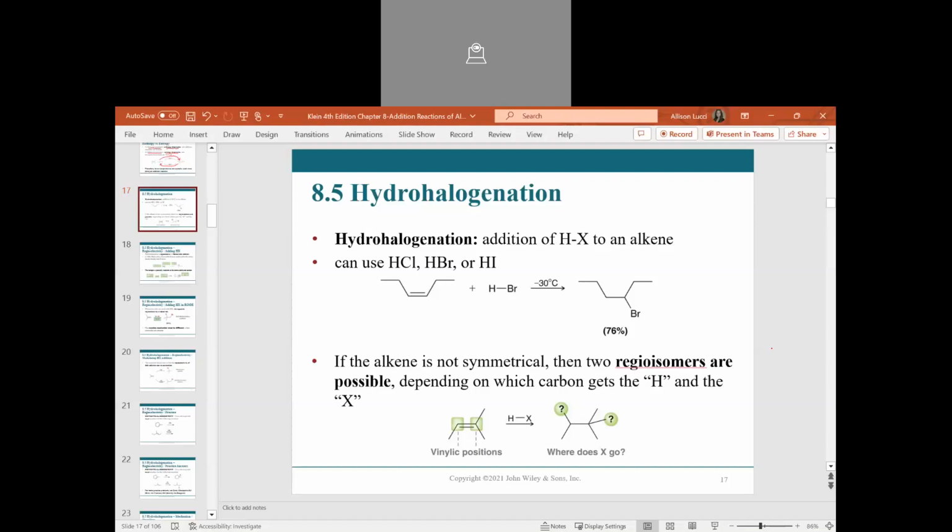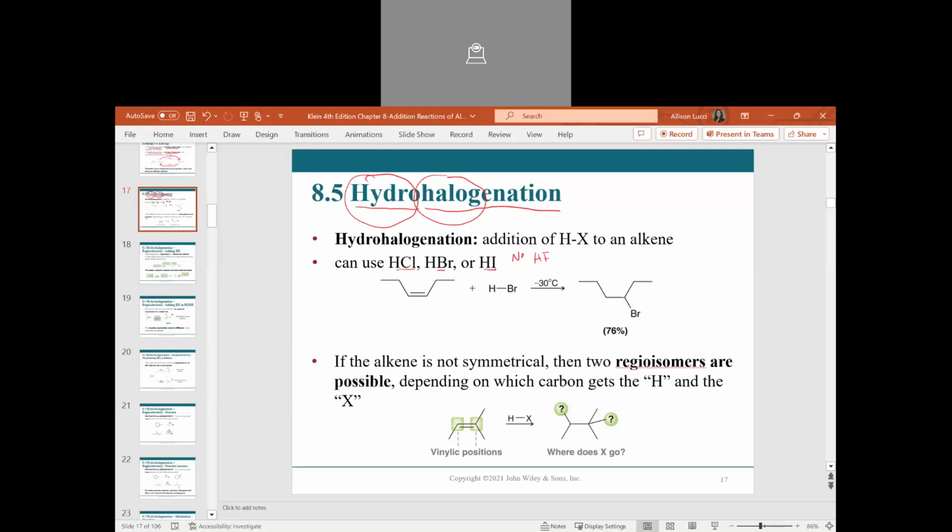So now that we're aware what an addition reaction is, let's look at some specific types of addition reactions. The first mentioned in section 8.5 is hydrohalogenation. As the name implies, we're going to add a hydrogen and then add a halogen across our double bond. This can be accomplished using either HCl, HBr, or HI. We will not see HF, so no HF across our double bond.